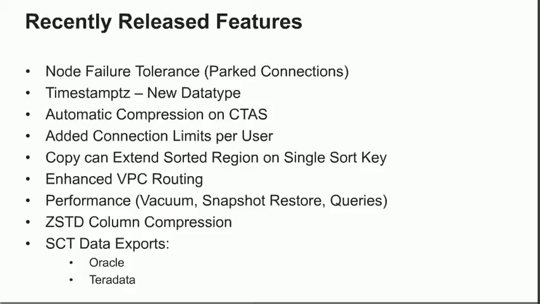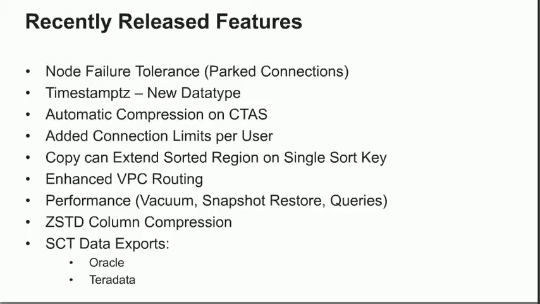The next is a kind of a special feature in a way. It's actually a feature where if you have a single sort key and you're adding data in sorted order, Redshift will just figure out that the data is sorted and you won't need to vacuum your tables in any way.